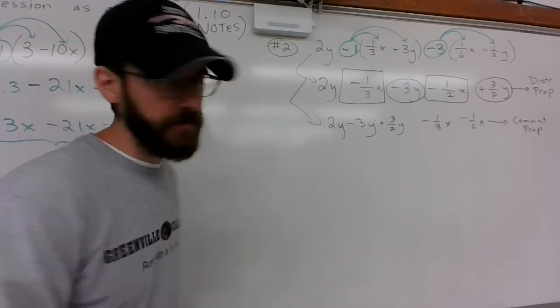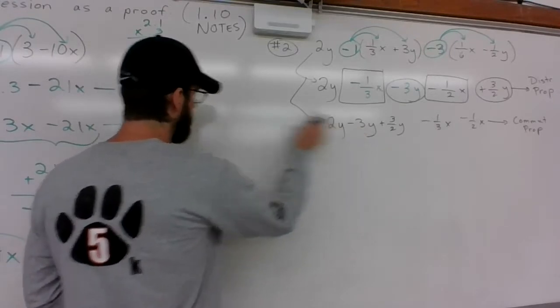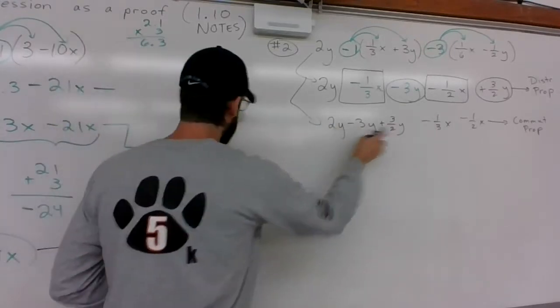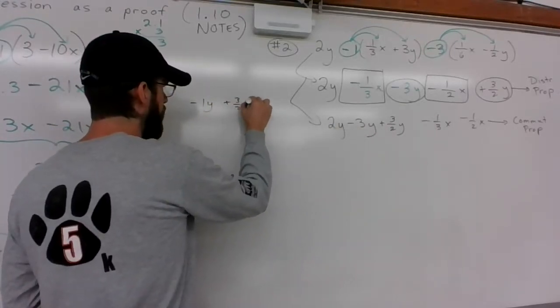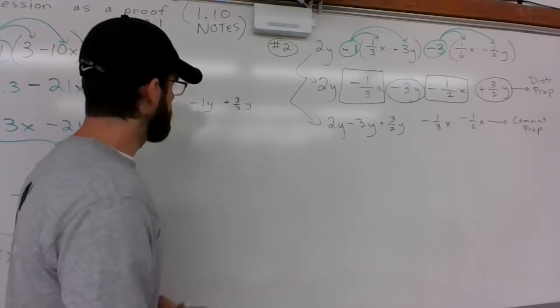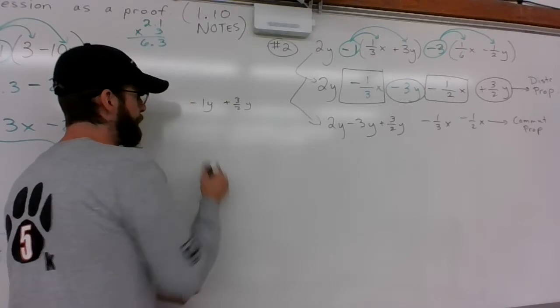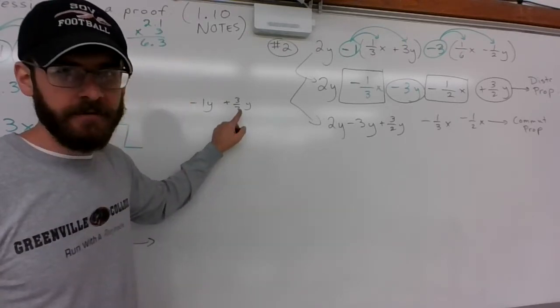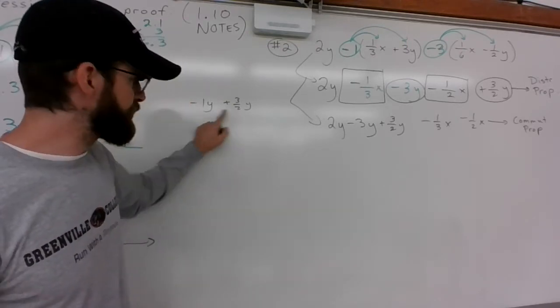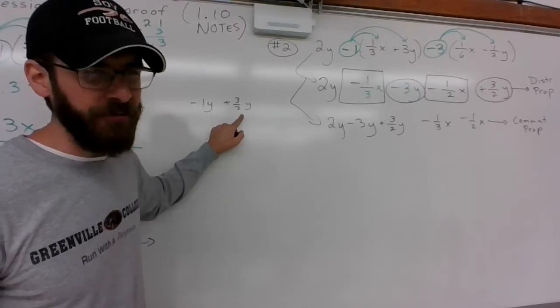So it's negative 1. So this is negative 1y plus 3/2 y, which I could make them both fractions, but this is just 1/2. Negative 1 plus 1/2 is 1/2 y.